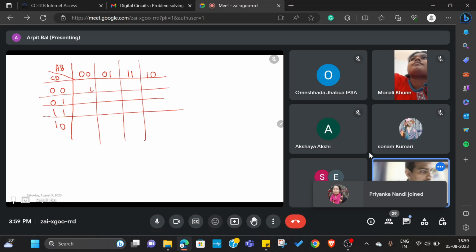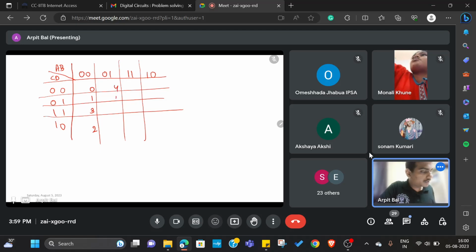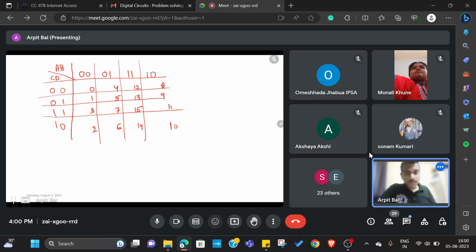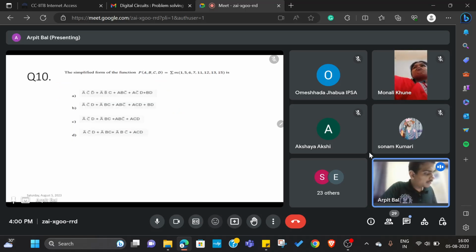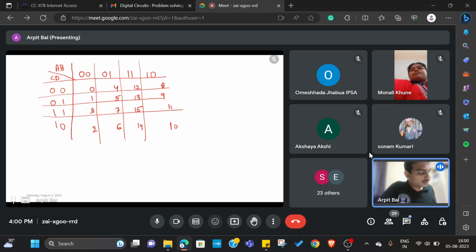We have 0, 1, 3, 2, 4, 5, 7, 6. This is 14, 15, 13, 12, 8, 9, 11, 10. And what were the values? 1, 5, 6, 7, 11, 12, 13, 15. So 1, 5, 6, 7, 13, 11, 15.